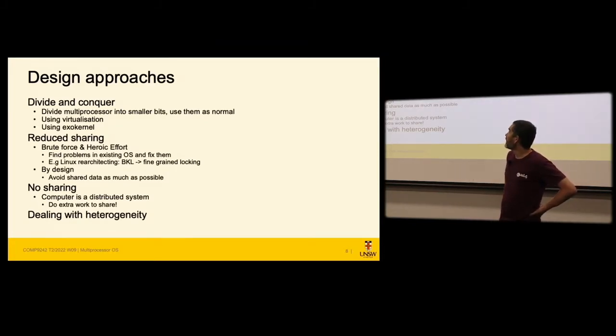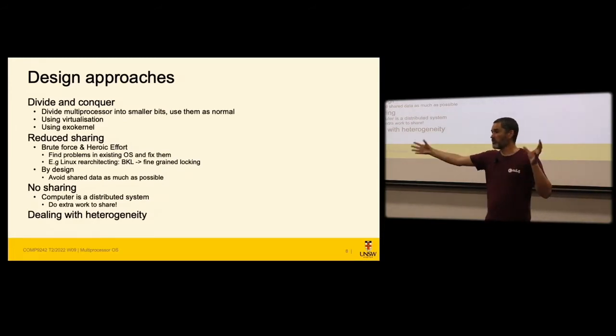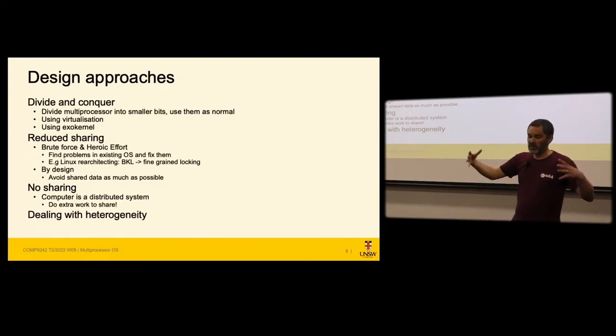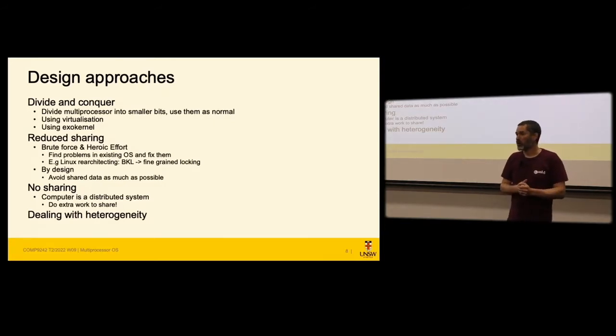The first one is divide and conquer. The idea here is that we take the multiprocessor and we just divide it into a bunch of smaller processors or multiprocessors. So if a system has like 10 cores, we might treat it as 2 5-core systems, or a bunch of 5 2-core systems, and then use them kind of as normal. Then we don't have to make that many changes to our software.